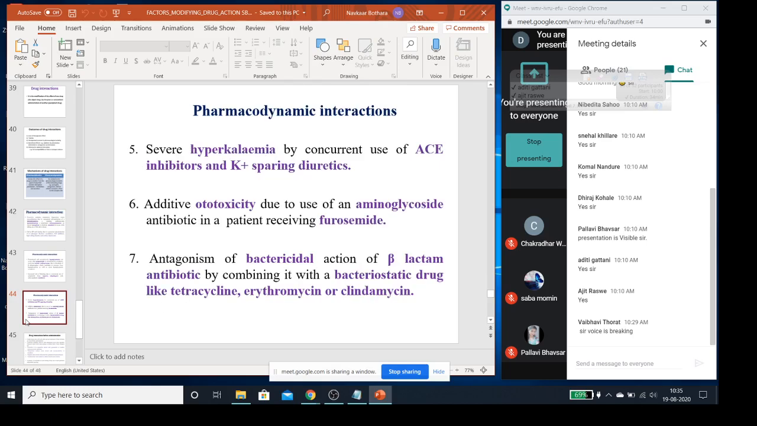Few more examples are there, like hyperkalemia by ACE inhibitors and potassium sparing diuretics, ototoxicity because of aminoglycoside antibiotic in a patient receiving furosemide, antagonism of bactericidal action of beta-lactam antibiotic by combining with a bacteriostatic drug like tetracycline, erythromycin, clindamycin, etc. So such a variety of interactions are there, which should be known to the persons who are prescribing, so that they can take care to avoid it, so that the patient is benefited or is not unduly suffering from the problem.